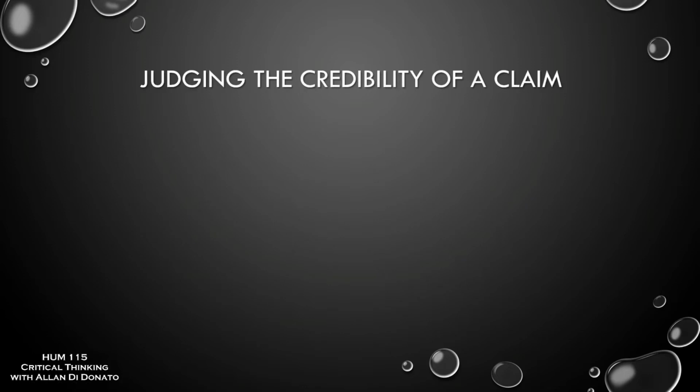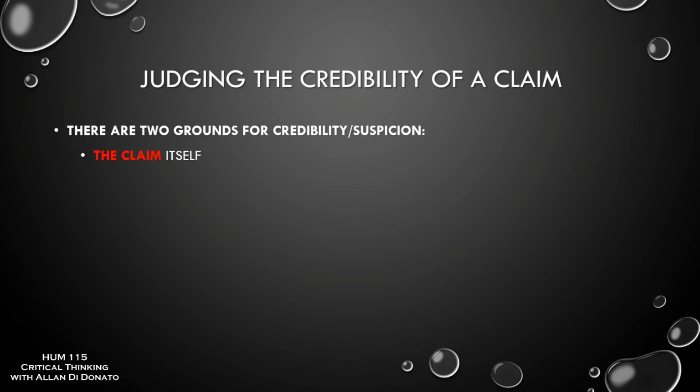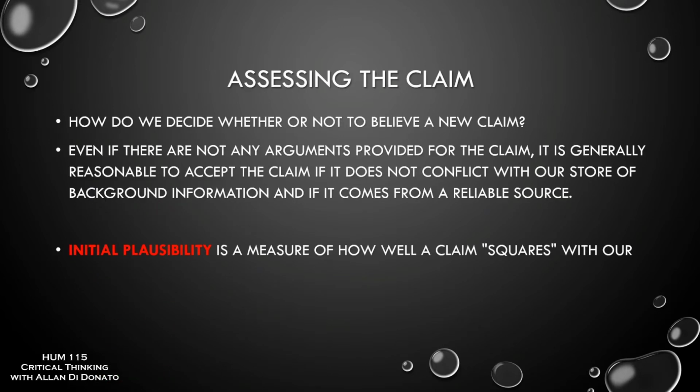Judging the credibility of a claim. There are a few things we need to consider when we're trying to judge a claim that's presented to us. Two basic grounds for suspicion. First of all, the claim itself needs to be evaluated, and also the source of that claim. Let's start by assessing the claim. How do we decide whether or not to believe a claim? So even if there aren't any arguments provided for the claim, it's generally reasonable to accept a claim if it doesn't conflict, first of all, with our background information, and if it comes from a reliable source. So that's going to deal with the claim itself and the source of the claim.